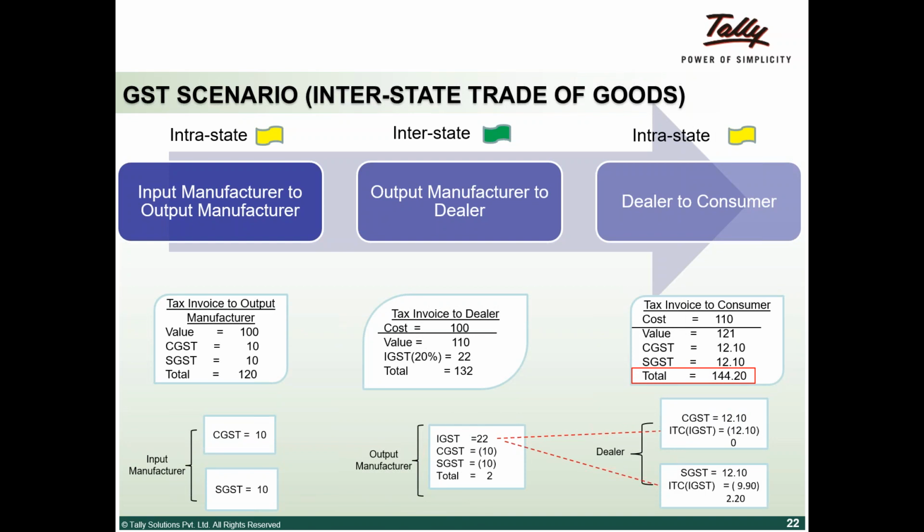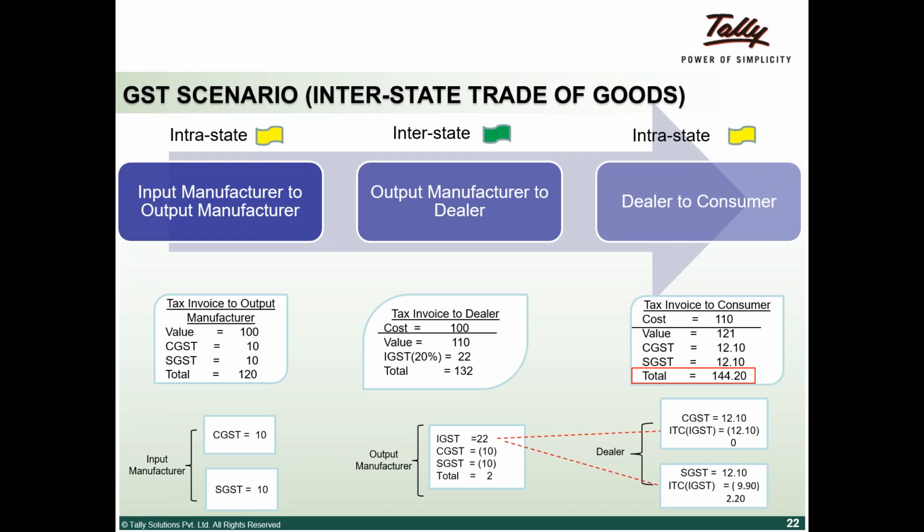Here also, the same concept. The first leg is intrastate, the second is interstate, and the third leg is intrastate. Again, a Karnataka input manufacturer supplies to a Karnataka output manufacturer. Then CGST and SGST are applicable, because within Karnataka CGST and SGST apply. So accordingly, he will be paying tax as CGST and SGST.